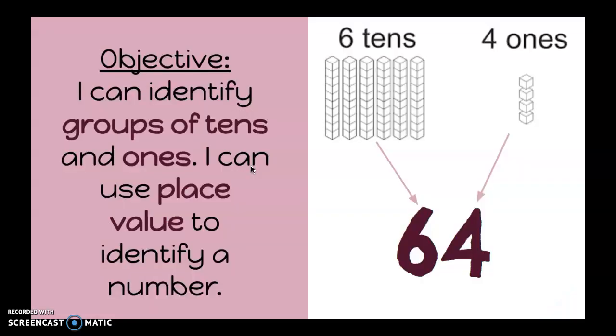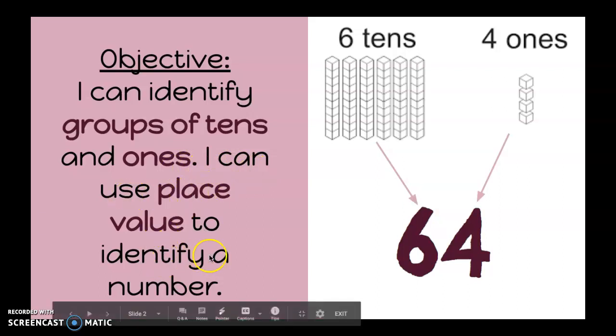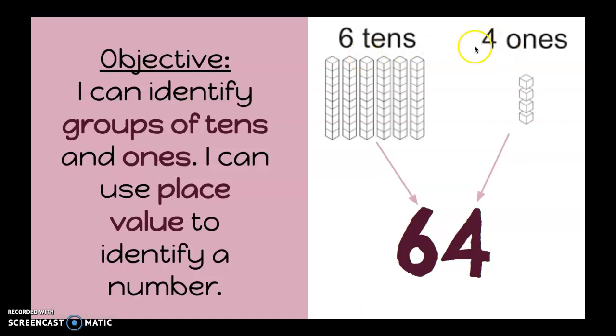So let's look at our lesson objectives. It says, I can identify groups of tens and ones, and I can use place value to identify a number. So knowing that our number is 64, because we see 6 groups of 10 and 4 ones.